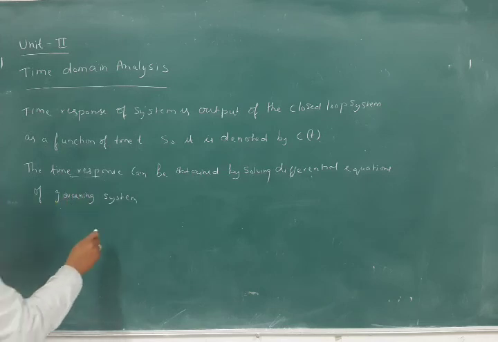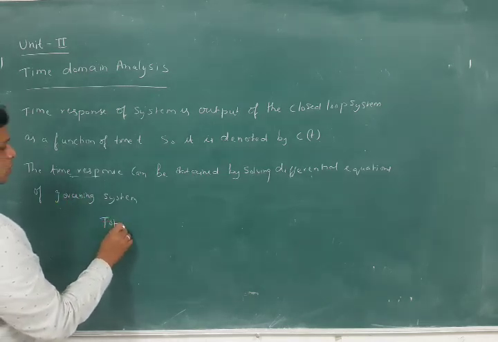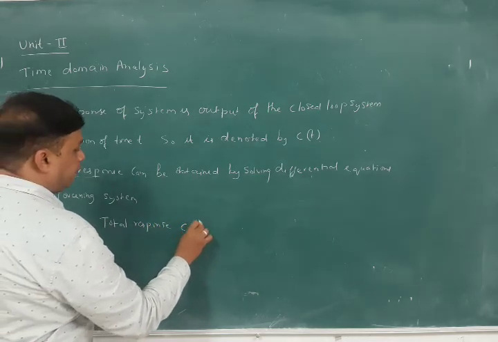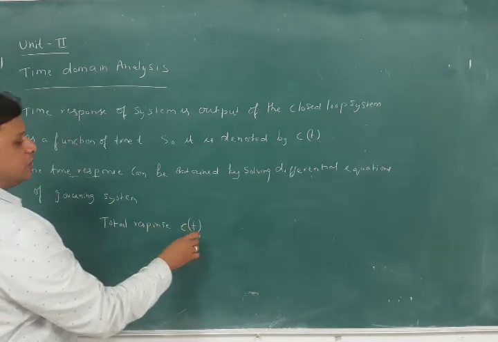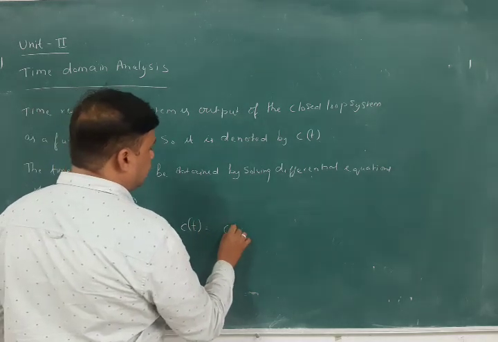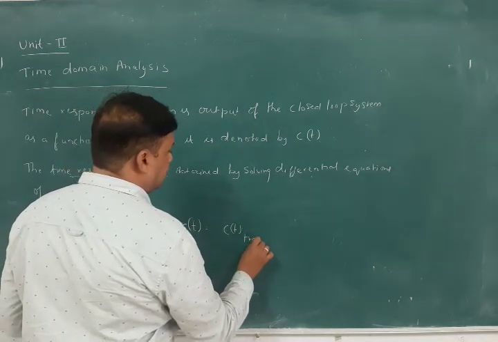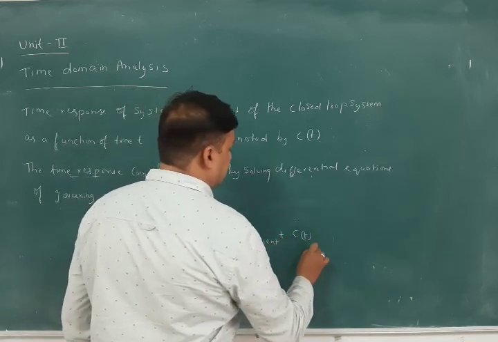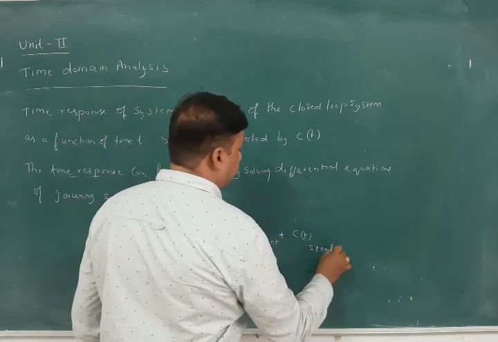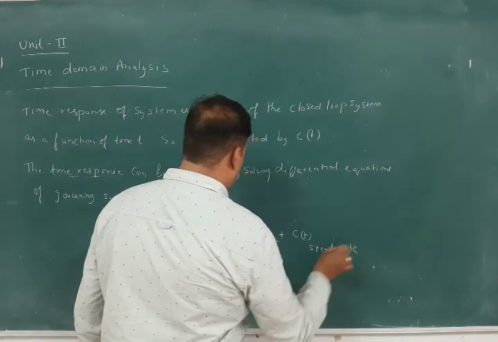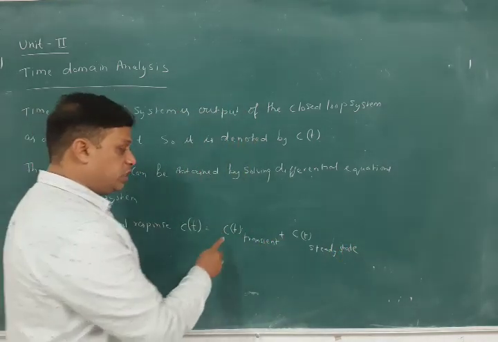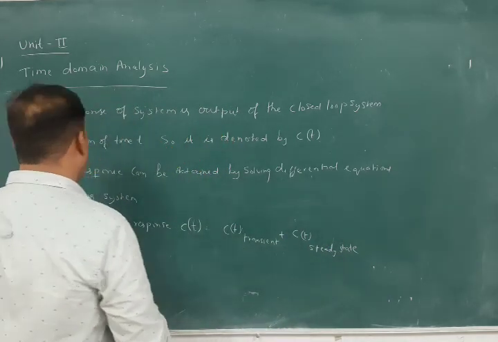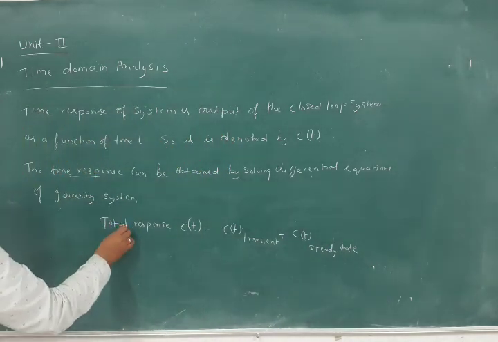Now, one more point here: total response. What is total response? We denote it by the letter C of t. C of t is equal to C of t transient plus C of t steady state. So, we have it here in two parts. C of t is equal to C of t transient plus C of t steady state.